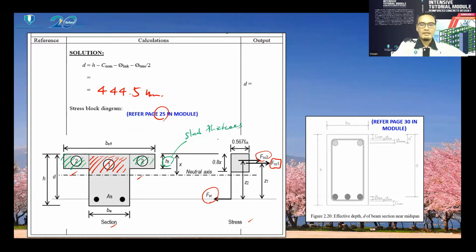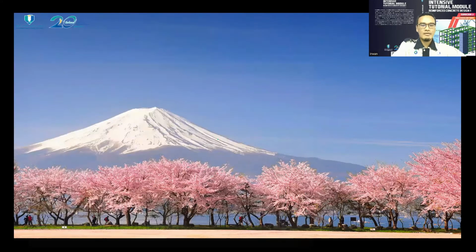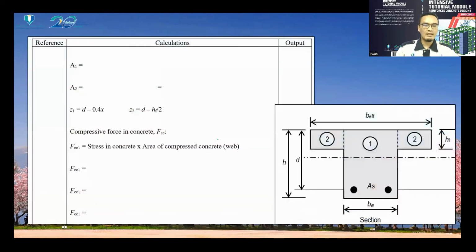Next, the area number one. This is A1. Area number one is equal to bw multiplied by 0.8x, just like the situation for the singly reinforced beam before. So A1 is equal to bw multiplied by 0.8x.